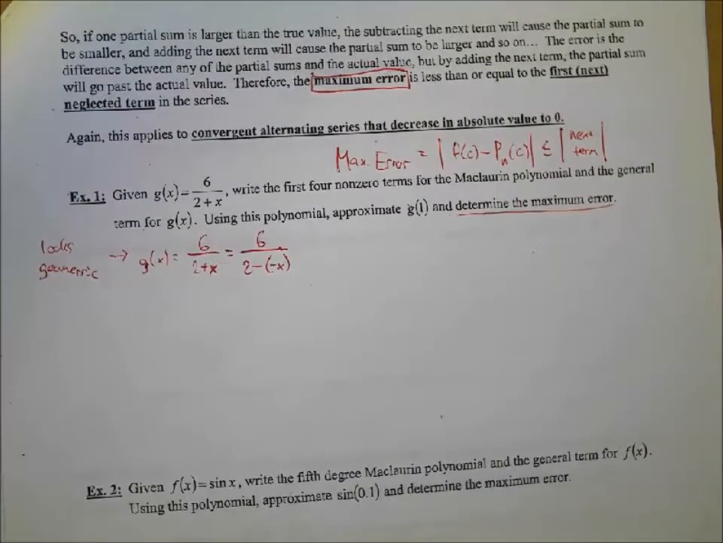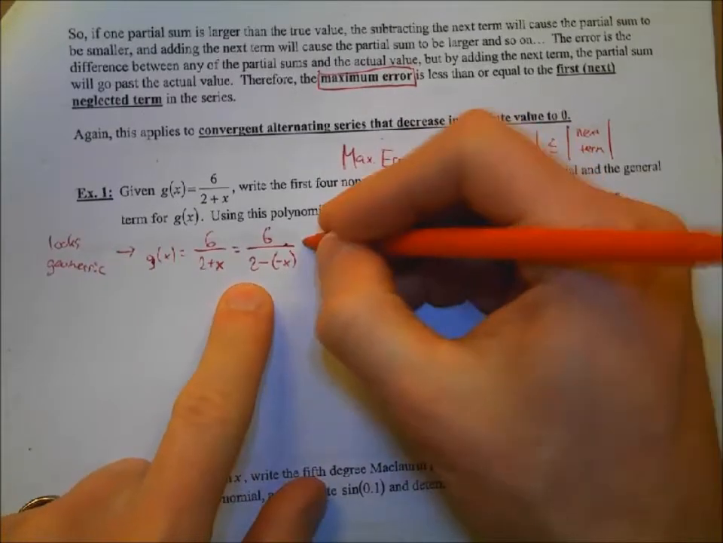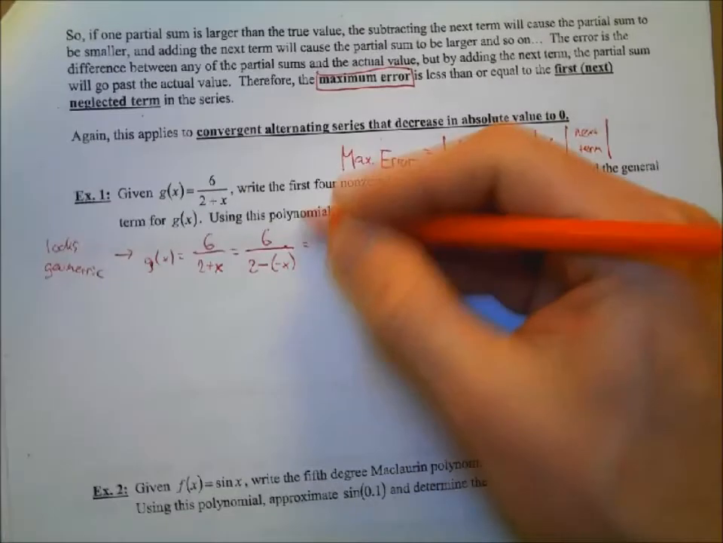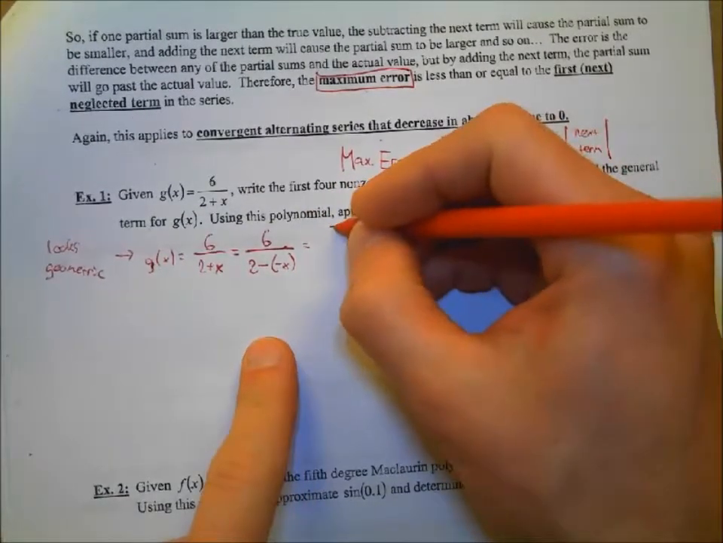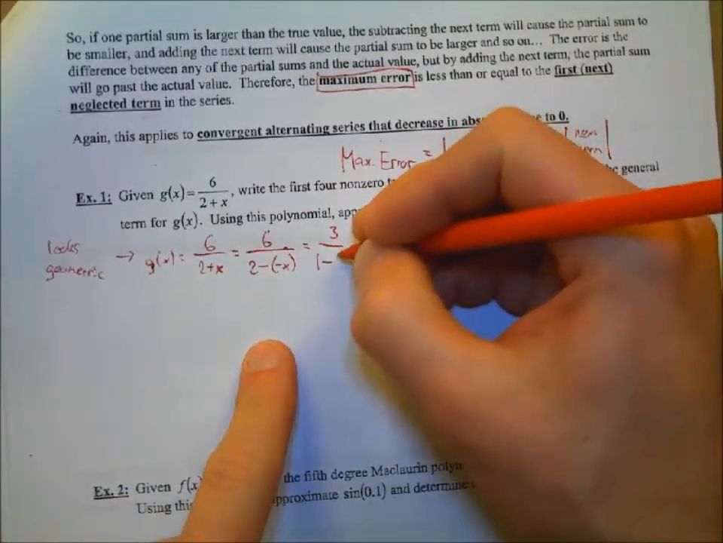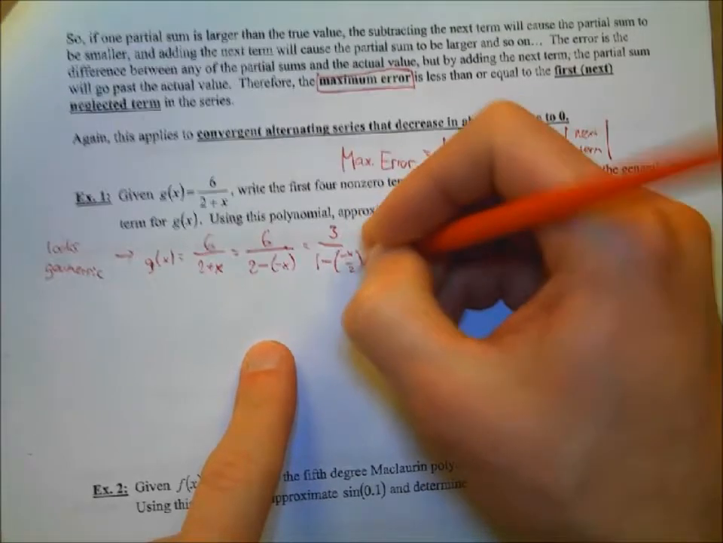And then what else is still off about this being an appropriate geometric format? It has to be a 1, not a 2. Exactly right. So we'll multiply the top and bottom by 1/2, divide the top and bottom by 2, however you want to think about it. 3 over 1 minus negative x over 2. Like that.